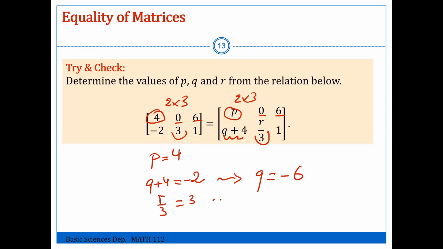R is equal to 9. R is 9 and 1 equals 1. So this is the condition for which these two matrices are equal.